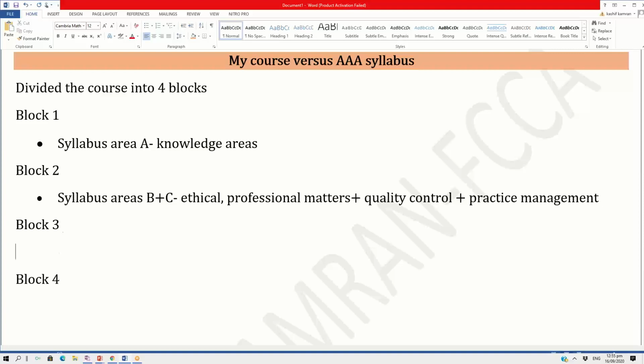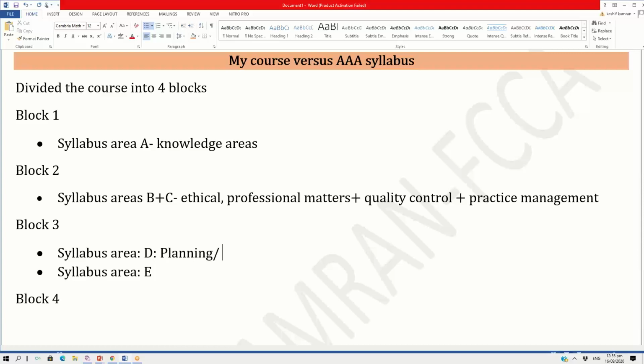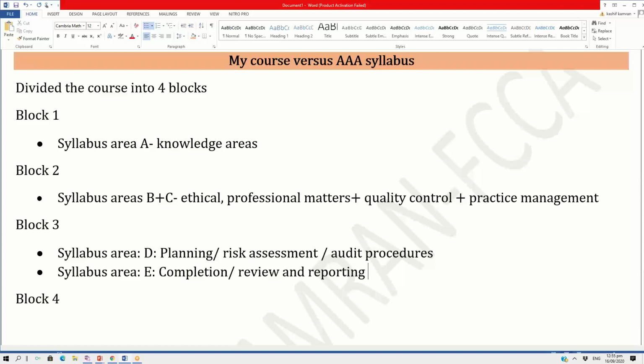Then in the block 3, I again have 2 syllabus areas, syllabus area D and syllabus area E. So in syllabus area D, you will find topics like planning, risk assessment, audit procedures, and in the syllabus area E, you will find topics like completion, review, and reporting. So that's where the block 3 will be.